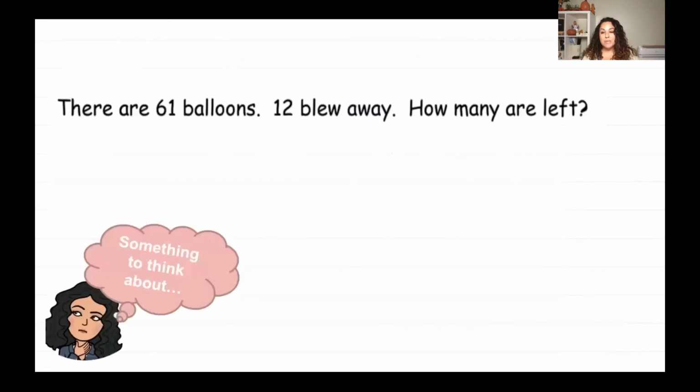This problem is going to be on your Seesaw page, so make sure you're paying attention because you have the answer right here. There are 61 balloons, 12 blew away. How many are left? I know I need to make a subtraction sentence. I know that if I have 61 balloons and 12 went away, I need to subtract. But we haven't gotten to how to subtract these numbers yet, but I do know the arrow way, so I'm going to use that to help me.